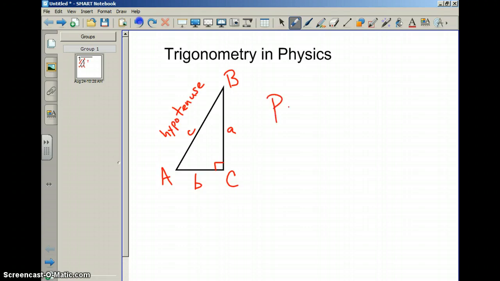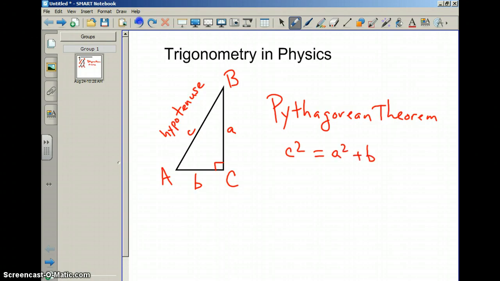The Pythagorean theorem states that the square of the hypotenuse is equal to the sum of the squares of the other two sides. Usually in physics problems, we're solving for the hypotenuse, or side C. So you should remember the equation as c is equal to the square root of a squared plus b squared. It's important to remember that the Pythagorean theorem can only be used when we're dealing with a right triangle.